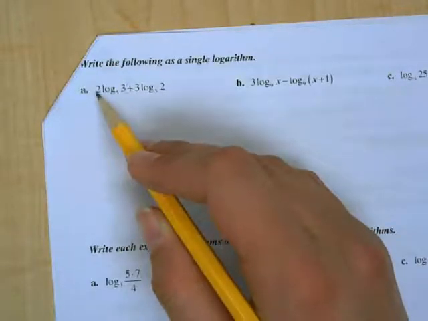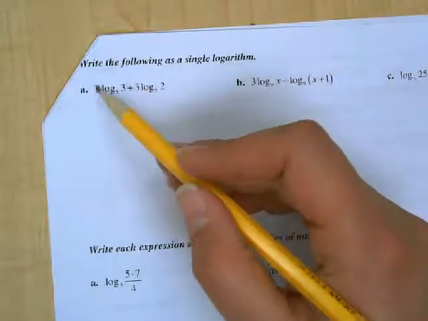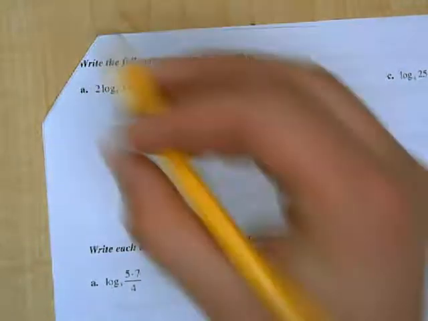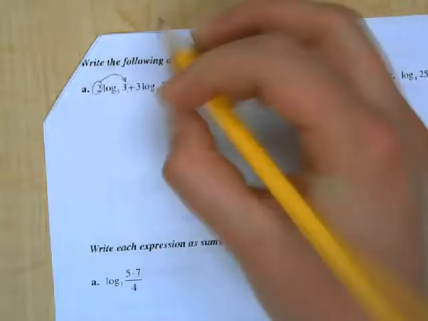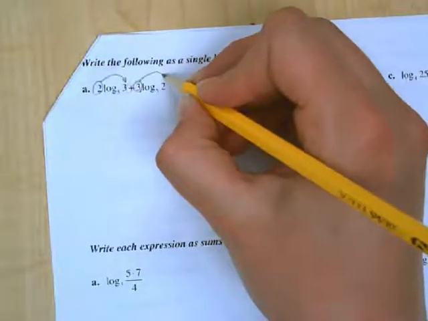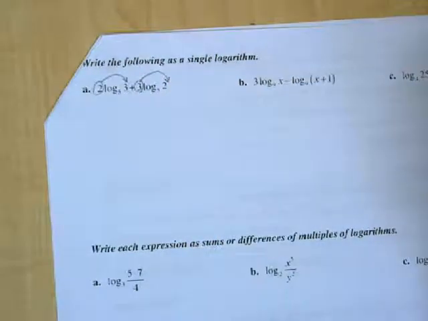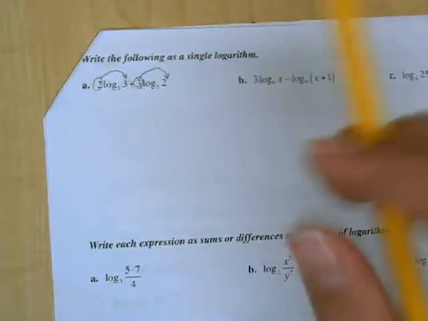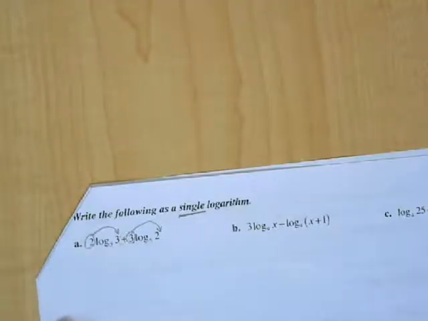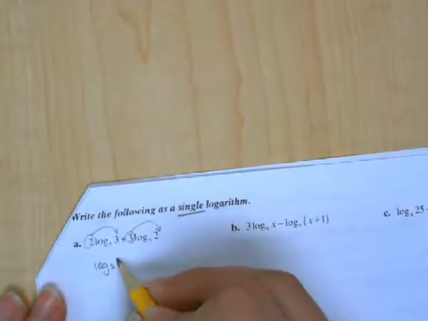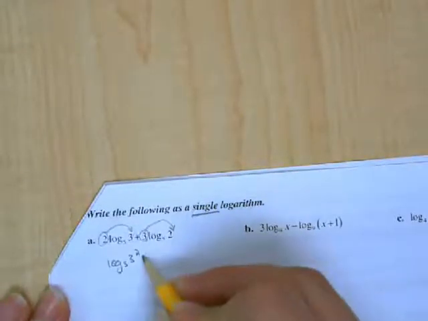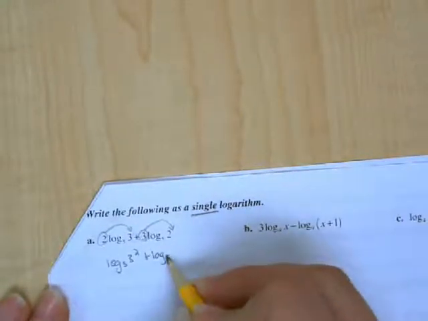The power property says I can take an exponent and drop it in front. It also says I can take that number in front and rewrite it as an exponent, which is what I'm going to do here because I'm trying to simplify this. I want to write this as a single logarithm. So I'm going to make this easier on myself by first moving it up. So you would get log base 5 of 3 squared plus log base 5 of 2 cubed.